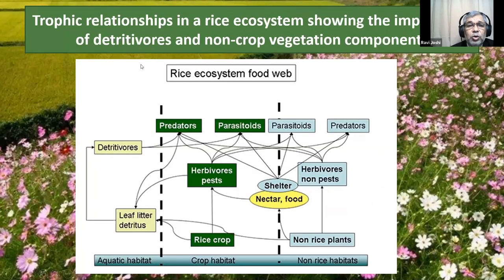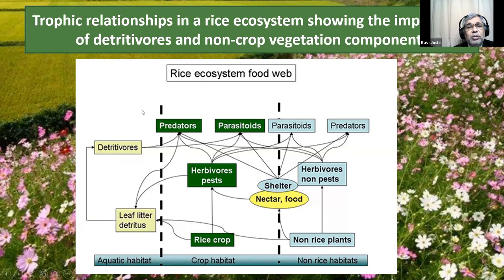So this is just to show the rice ecosystem food web. This is the aquatic habitat, the crop habitat, and the non-rice habitat. Many times we try to control many of these pests in the crop habitat, but we do not look at what is happening in the non-rice habitat, which has a big influence on the management of the pest in the rice habitat. In the past, very little work has been done on looking at what is happening in the aquatic habitat and the non-rice habitat to maintain ecosystems.